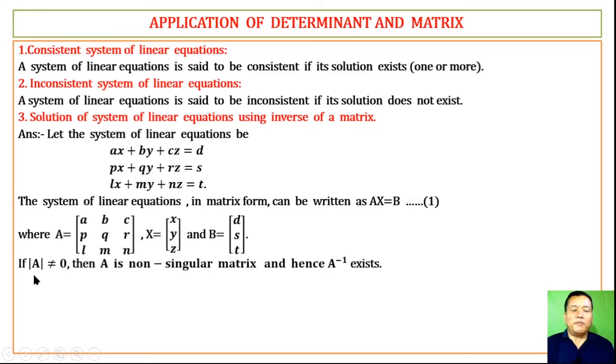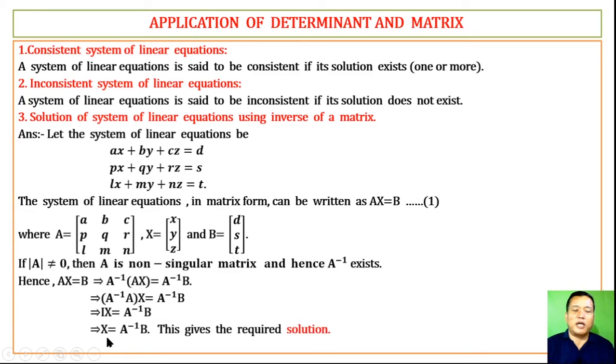If determinant of A does not equal 0, then A is a non-singular matrix and hence A inverse exists. Hence, in the equation AX equal to B, multiplying both sides by A inverse, we get this. Matrix multiplication is associative, so A inverse into A gives I, the identity matrix, and IX equal to X. That gives X equal to A inverse B. This gives the required solution.